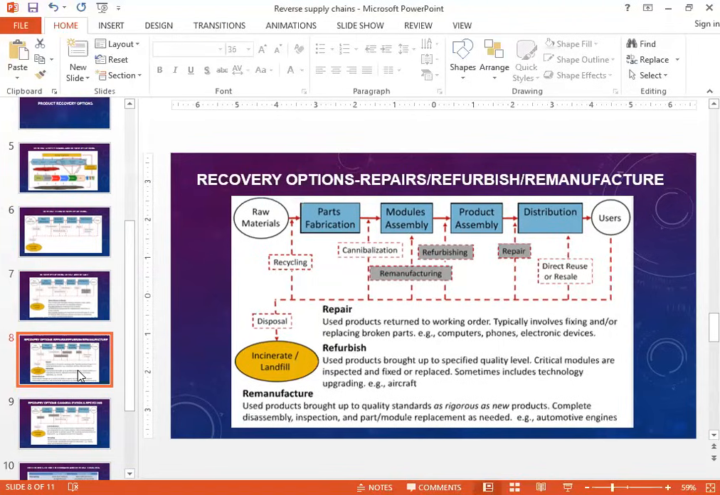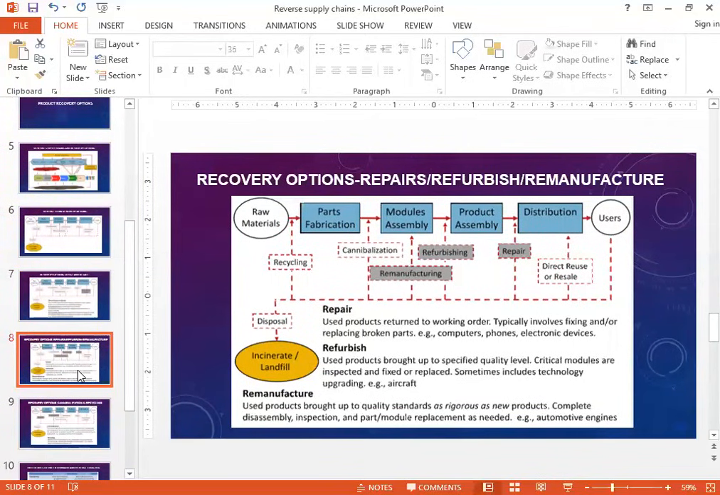The next one is refurbish. In this, used products are brought up to a specified quality level. Critical modules are inspected and fixed or replaced. It sometimes includes technology upgrading, for example, an aircraft. All right.